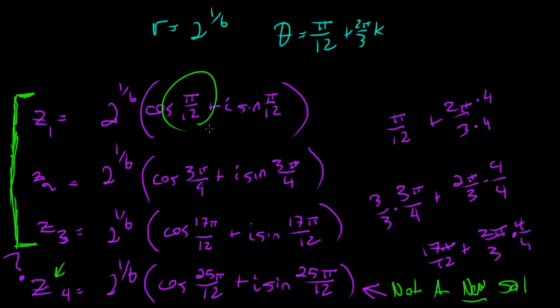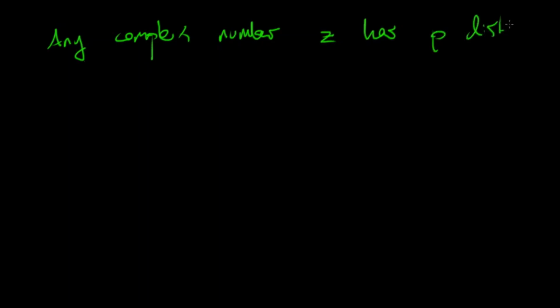So that leads me to one of my final claims of this video, and that is any complex number Z has P distinct pth roots. What I mean by that is any complex number has two distinct second roots, three distinct cubic roots, four distinct quartic roots.